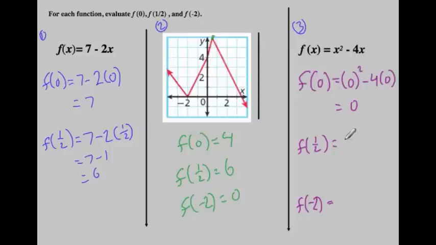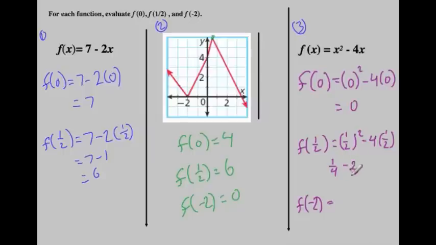Now, we'll do the same thing again with 1/2. I'll write out my function rule, replace all of my x's with parentheses, and then I'll fill those parentheses. Instead of an x, I'm going to plug in 1/2. 1/2 squared is 1 over 4. And negative 4 times 1/2 is negative 2.